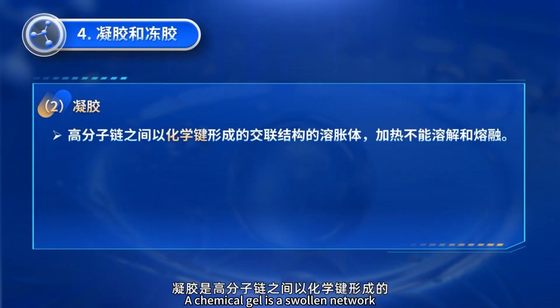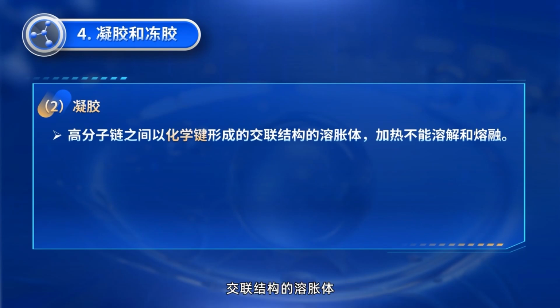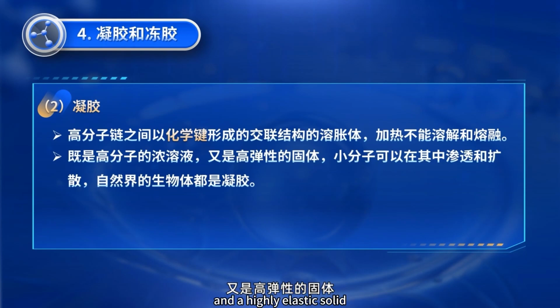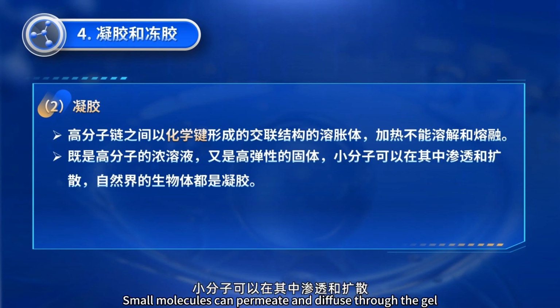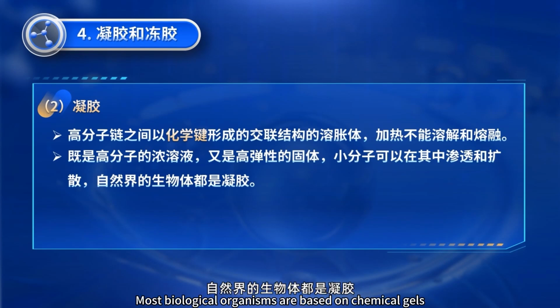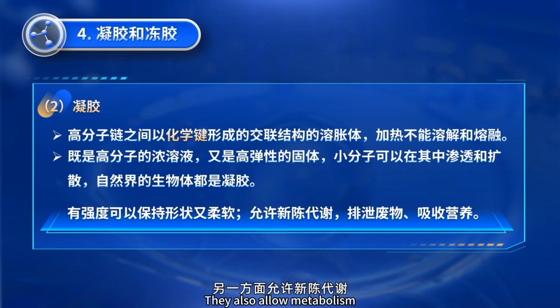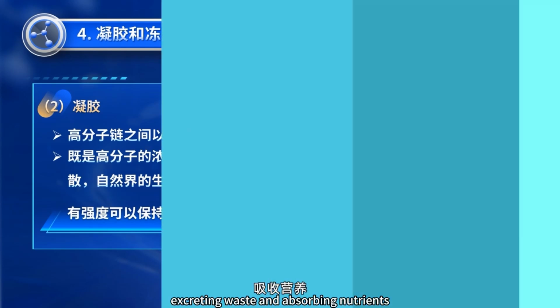A chemical gel is a swollen network where chains are cross-linked by chemical bonds. It cannot be dissolved or melted by heating. It is both a concentrated polymer solution and a highly elastic solid. Small molecules can permeate and diffuse through the gel. Most biological organisms are based on chemical gels. They are strong enough to hold shape, yet soft. They also allow metabolism, excreting waste and absorbing nutrients.